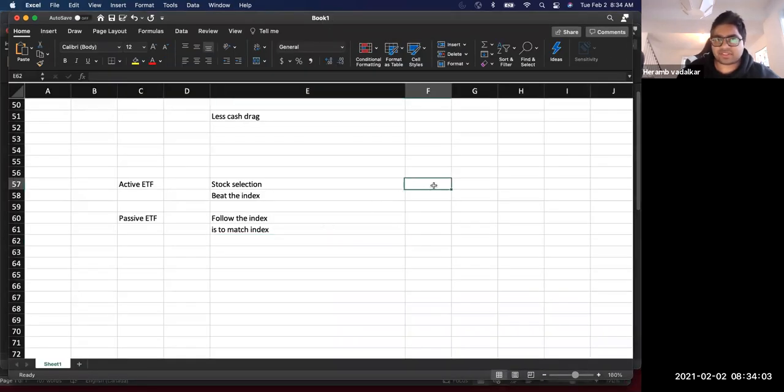Now, active ETFs generally have higher cost.